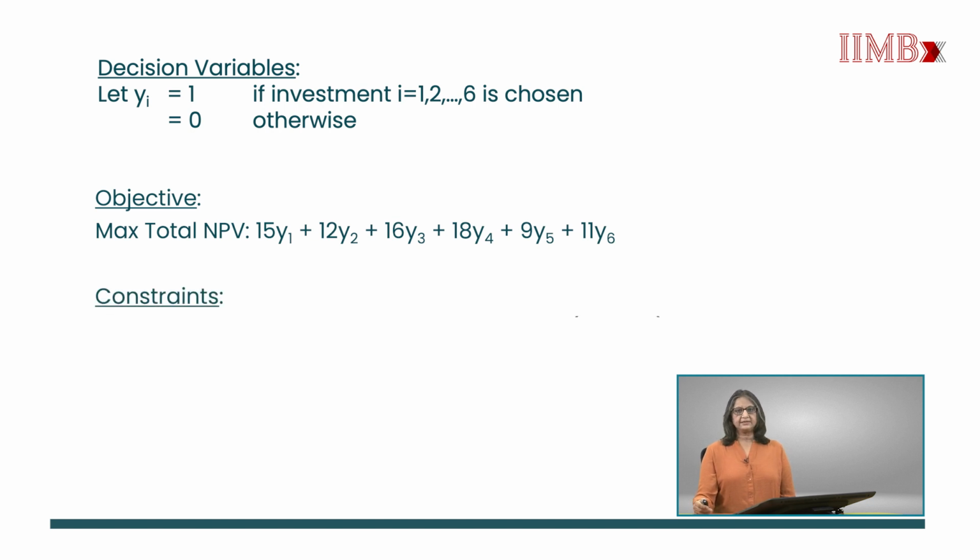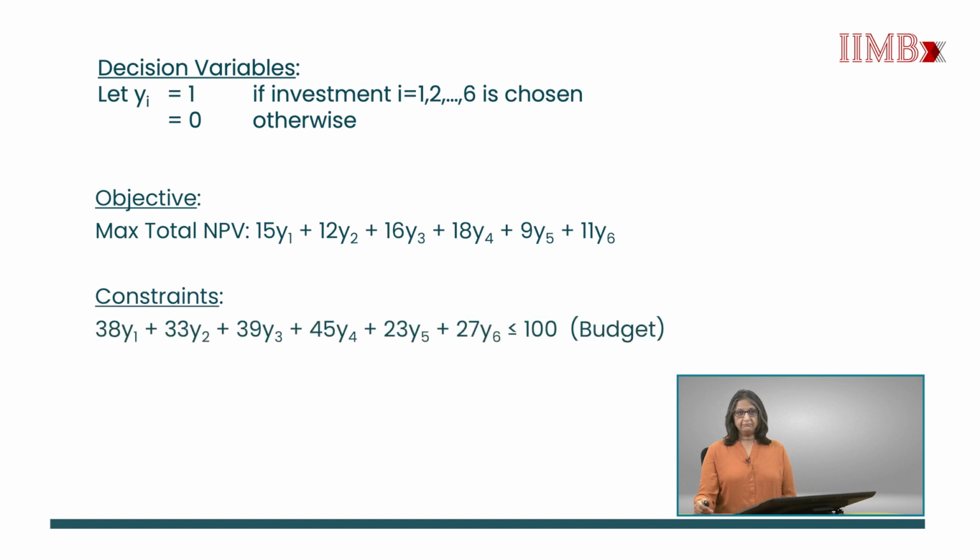Well, we just have one constraint over here, which is the budget constraint. So the total amount of money we will end up spending would be 38y1 plus 33y2 plus 39y3 plus 45y4 plus 23y5 plus 27y6. And that has to be less than or equal to the money we have, which is 100 units.